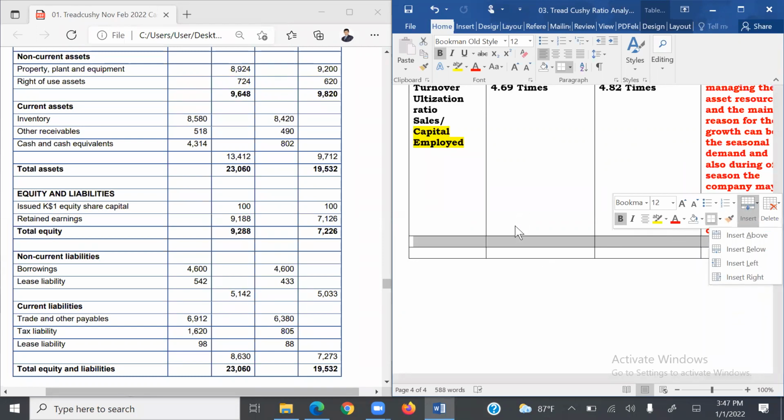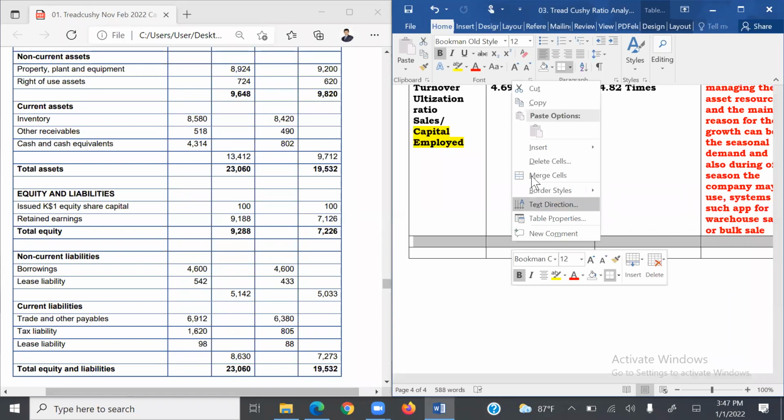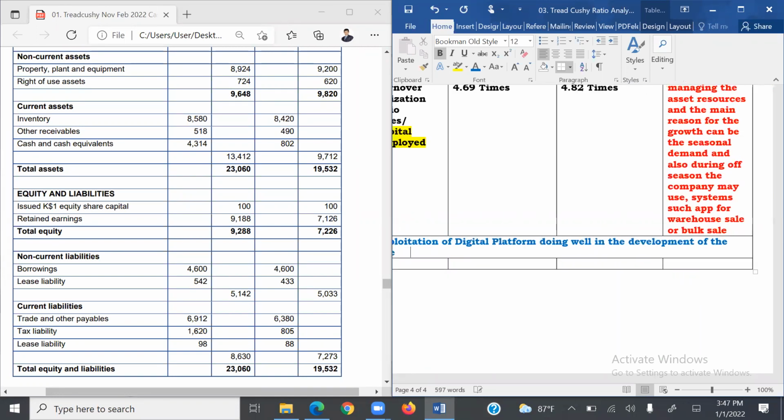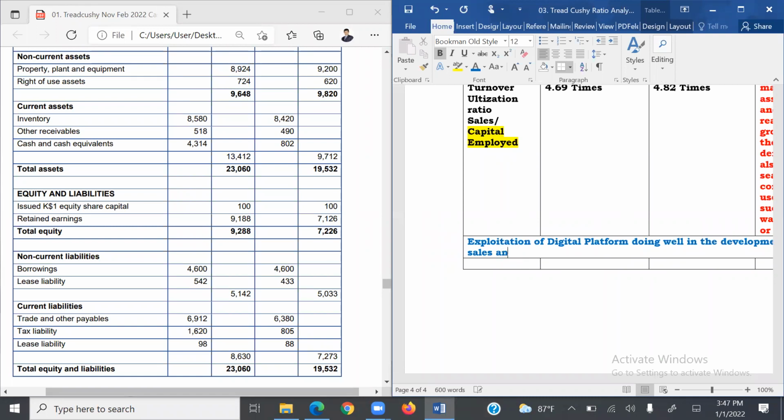exploitation, I'll specifically use the term exploitation of digital platforms. So I'll write down here, students, exploitation of digital platforms, doing well in the development of the sales and efficiencies.